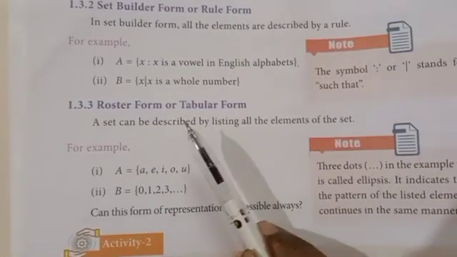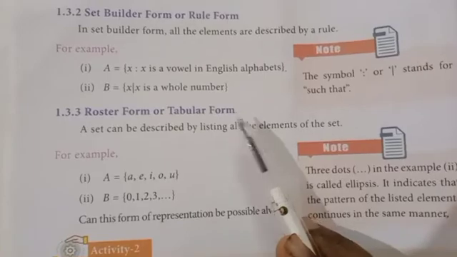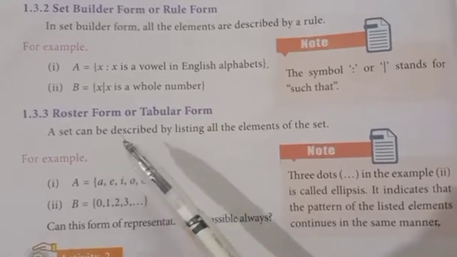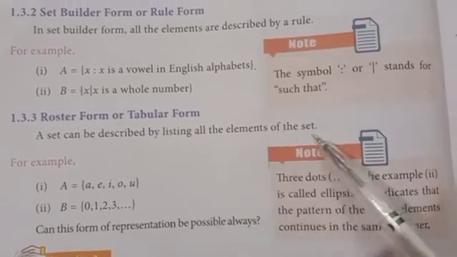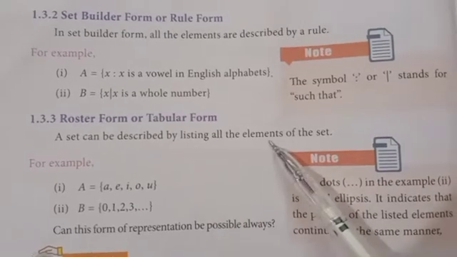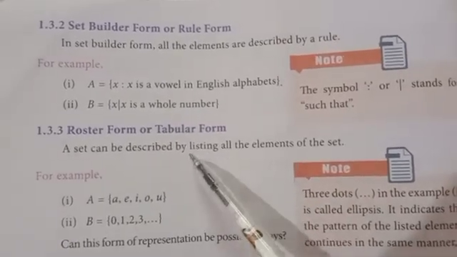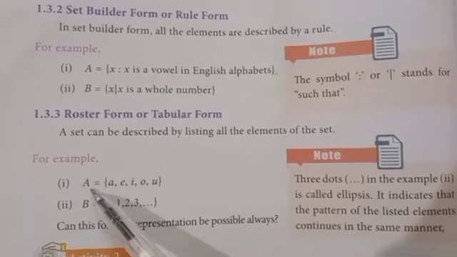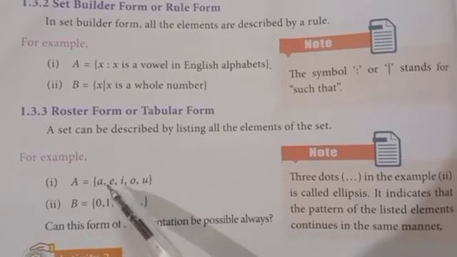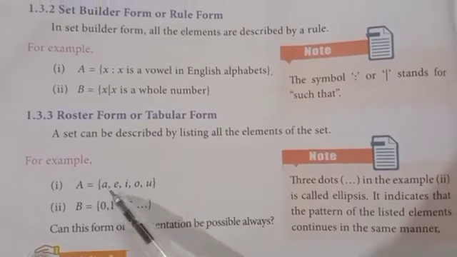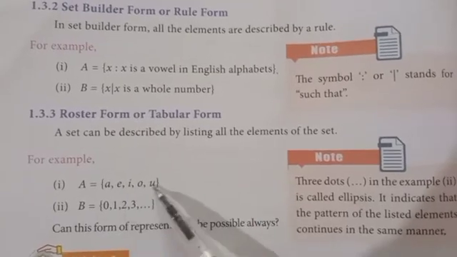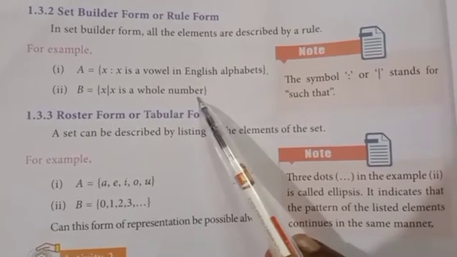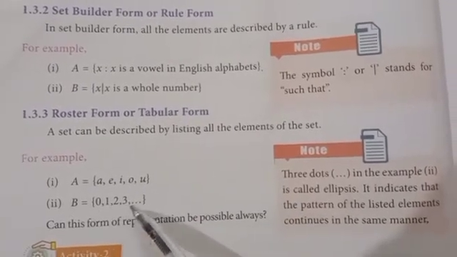Third method, roster form or tabular form. A set can be described by listing all the elements of the set. So the third method means listing the elements. For example, A is equal to the set of all A, E, I, O, U. Each letter we consider as an element. B is equal to the set of all whole numbers. Whole numbers start from 0, so that is 0, 1, 2, 3, etc.